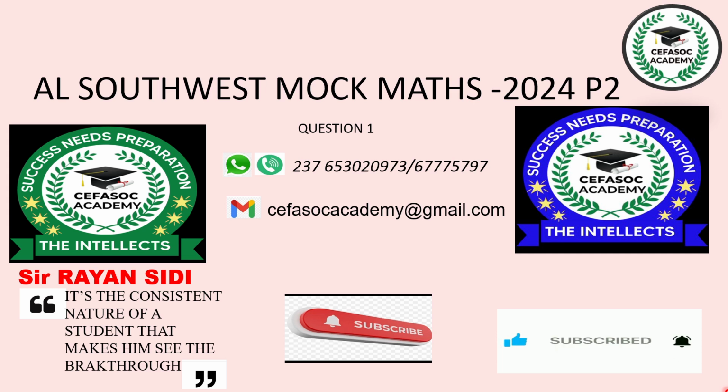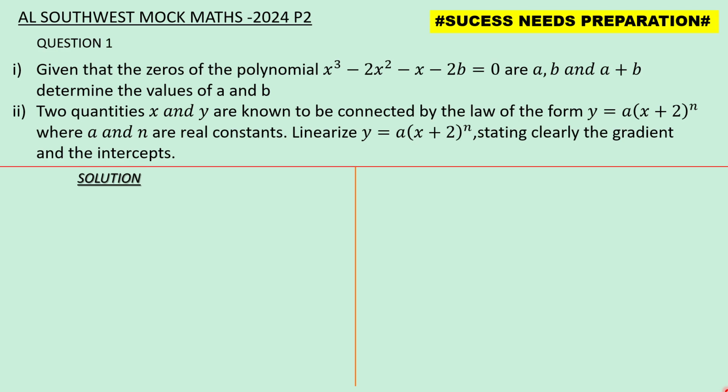So the question is question 1. We are solving the whole question, both polynomial and linearization of the equation. Good. So they said, given that the zeros of the polynomial are a, b and a plus b, determine the values of a and b.